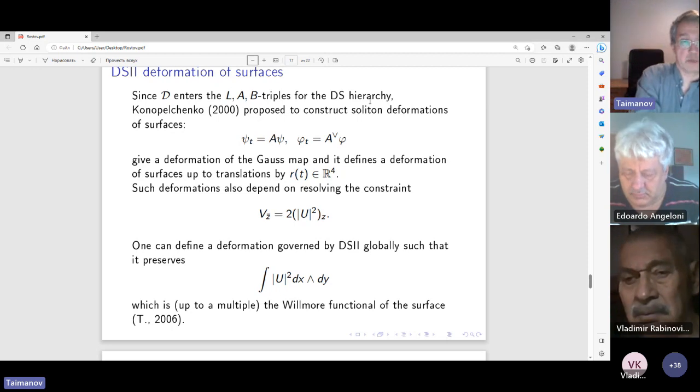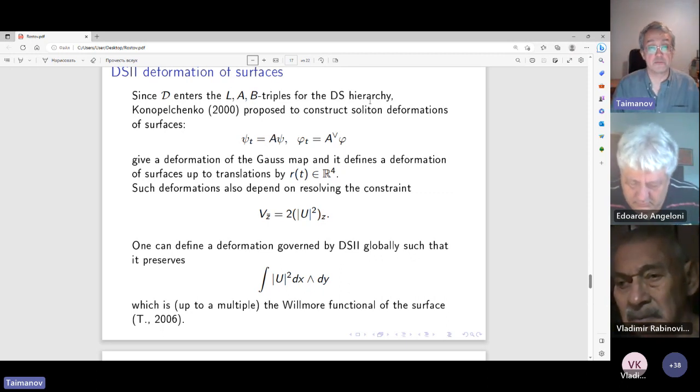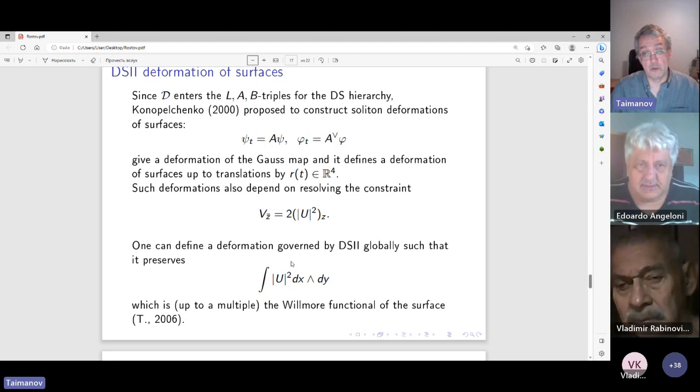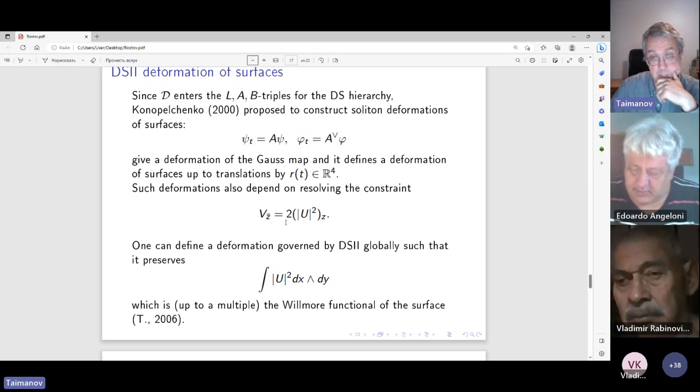The Davey-Stewartson equation. So we have the deformation of the Gauss map, and it defines the deformation of surfaces up to translations. At any moment, the Gauss map defines the surface up to translation. So we have the deformation of surfaces and an additional translation term R_t. Such a deformation also depends on resolving the constraint V_z bar equals W squared z.